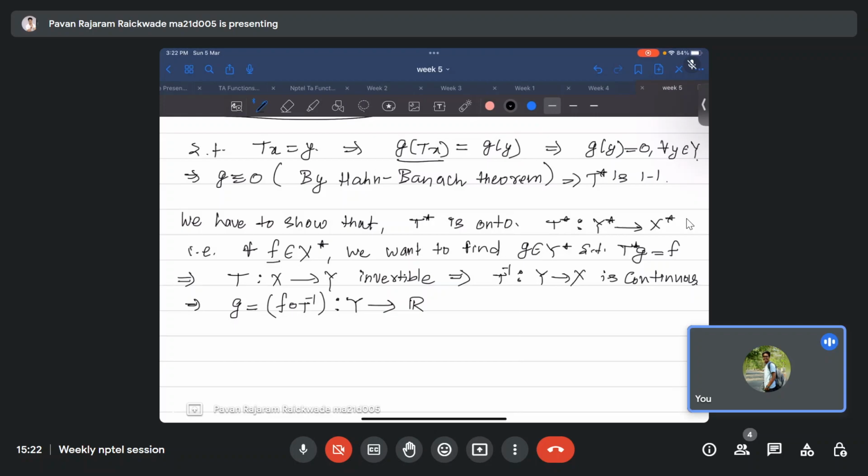That means it's a linear functional on Y. But since T inverse is continuous and F is continuous, because F is a continuous linear functional on X, this implies G belongs to Y star. Yeah, that's what we wanted. G belongs to Y star.